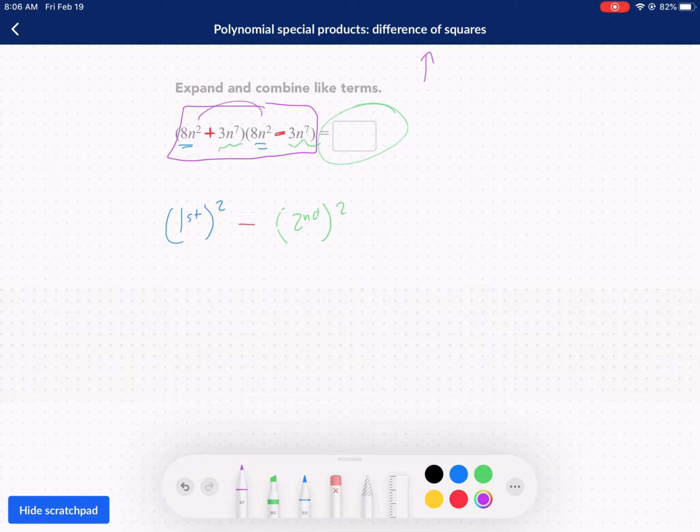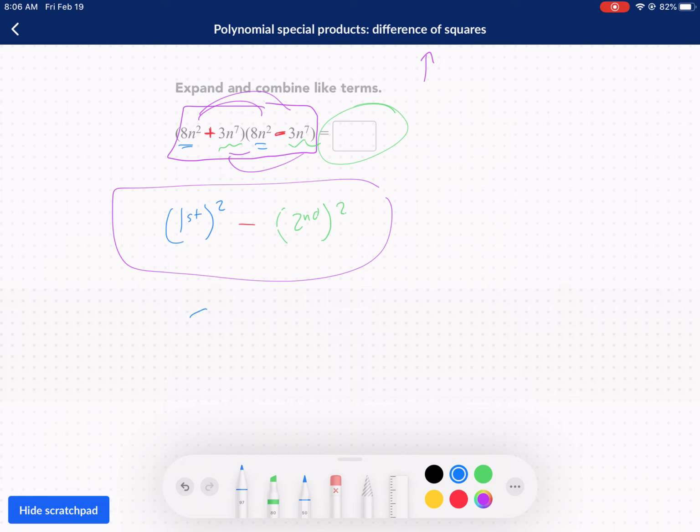Now, you could FOIL this whole thing out. You could go first times first, outside, inside, last, distribute, however you want to call it. That is a way to do it, combine like terms, but you're always going to be eliminating the middle terms. So make sure you guys are clear on that. This is just a quicker way to do it.